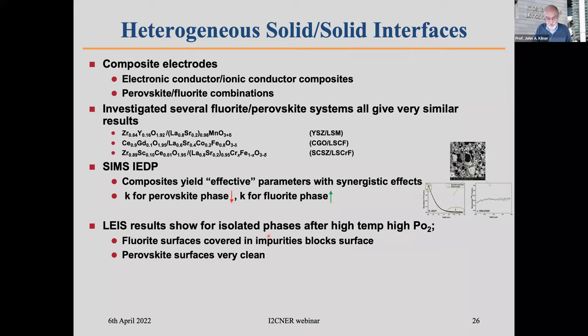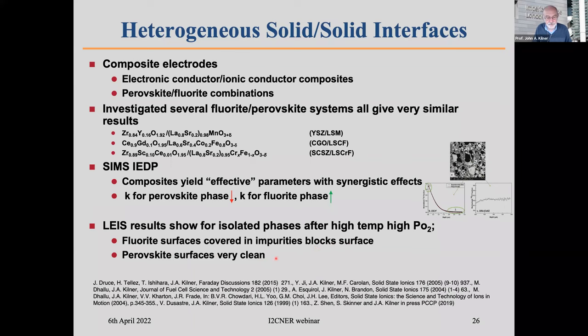The LEIS results show that for these isolated phases after high temperature, high PO2 exposure, the fluorite surfaces are covered in impurities, which blocks the surface, but the perovskite surfaces are very clean. And this is a statement which is very important. It's the reason I think that solid oxide fuel cells work at all, is that these perovskite surfaces do not seem to suffer from contamination, which could block this oxygen exchange reaction. They do have strontium segregation, but they don't have coverage by impurities such as silicon. And here are the publications dealing with all this work.